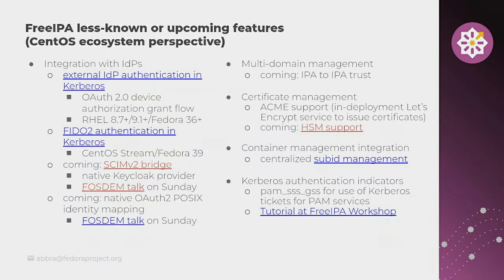As well as the progress with replacing the old LDAP-based provider in Keycloak with the Scheme V2 bridge to IPA, a more modern, nicer thing. There will be also a FOSDEM talk on Sunday. We are working on making sure that you can use OAuth-defined POSIX IDs of existing OAuth identity providers without enrolling into IPA directly or Active Directory. But if you have them enrolled, you can also have this integrated.